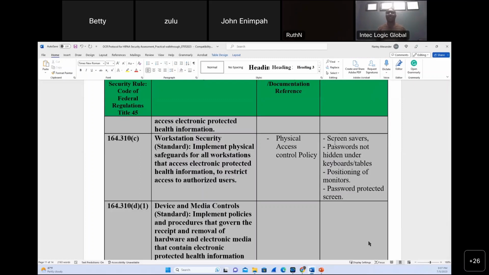People hiding passwords under the seats, right? Are the screens protected? Apart from the screensavers, do people require a username and password to access PHI on the screen? Or anytime you shake the mouse, the screen opens for you to see everything? All those things are checked when you are doing the walkthroughs.